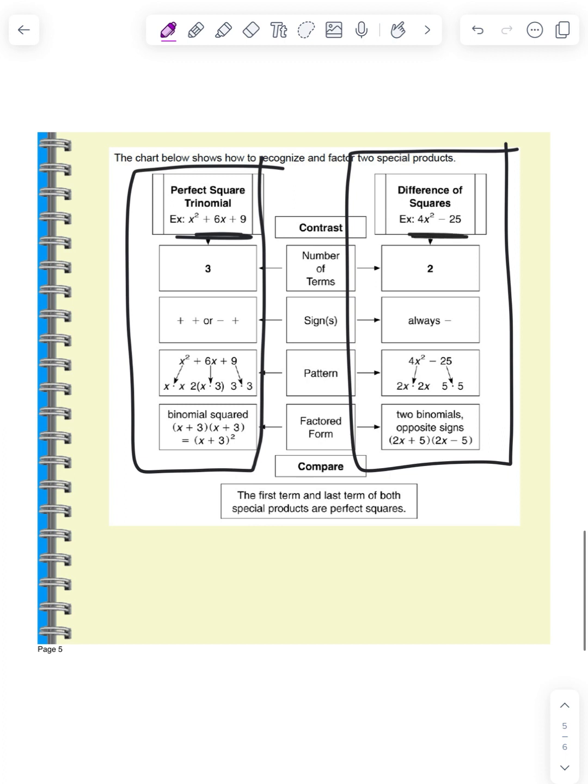The main thing they have in common is that the first and last terms of both special products are perfect squares. So if you see a polynomial and the first and the last are perfect squares, you know you can use a pattern.